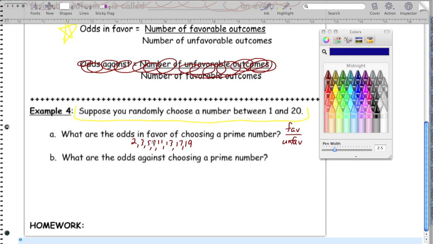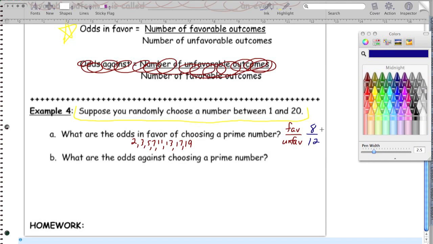1, 2, 3, 4, 5, 6, 7, 8. We have 8 favorable outcomes. How many unfavorable outcomes do we have? How many numbers are not prime or composite? That would be 12. So here we could go ahead, then we're just going to simplify this. We're going to get 2/3. So our odds in favor are 2 to 3.